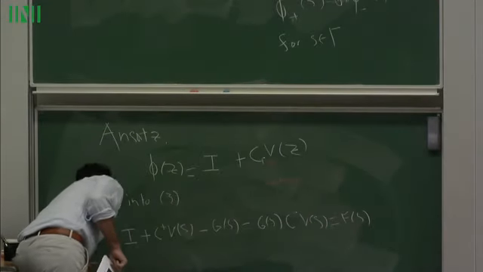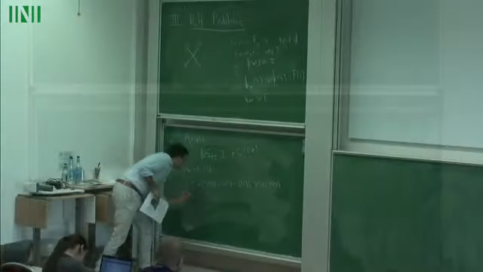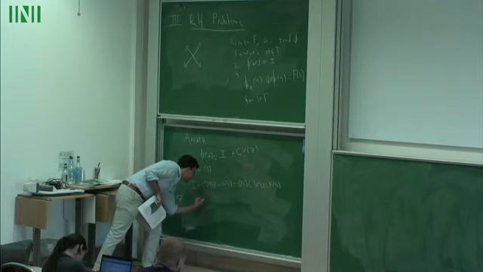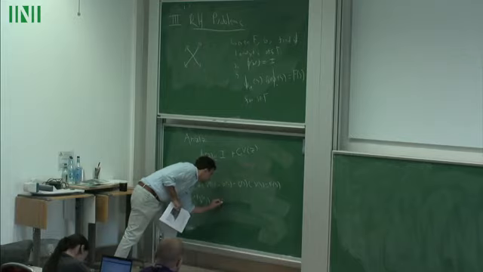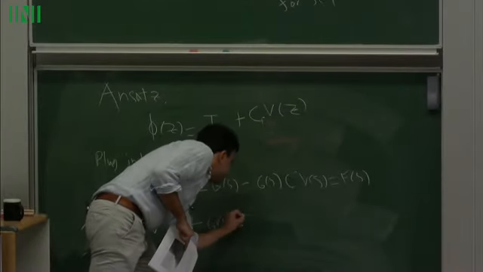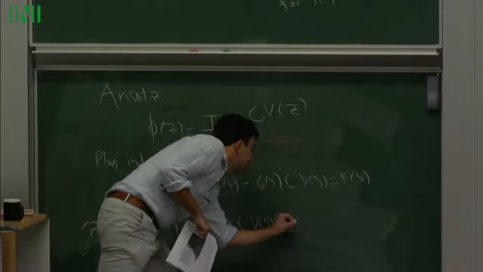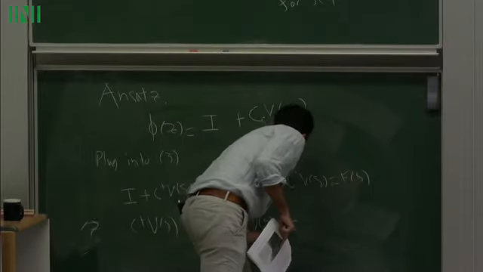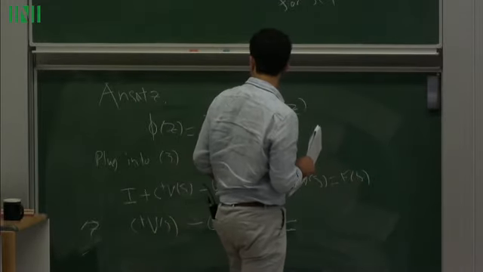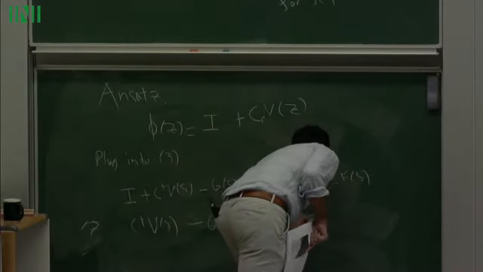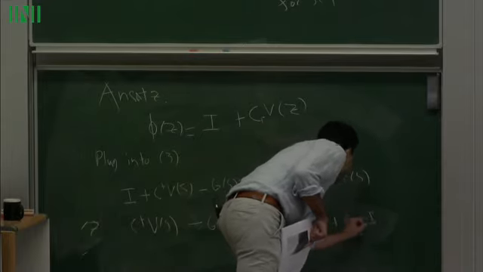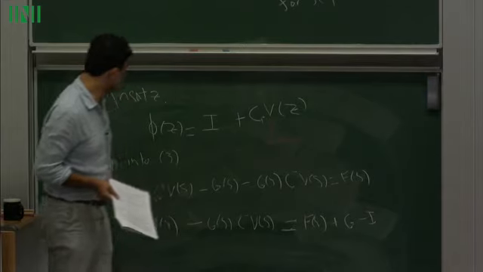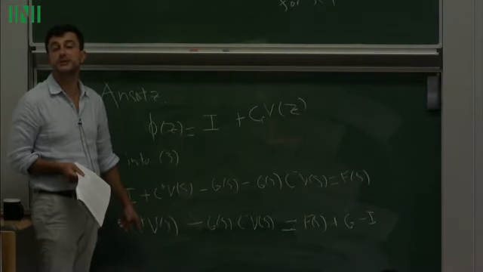or equivalently, we get C plus V of s minus g of s C minus V of s is equal to f of s plus g minus I. Okay, so this is a linear singular integral equation for V.